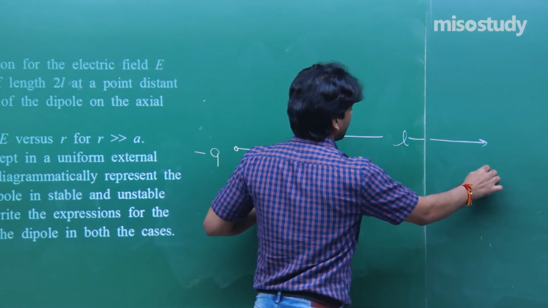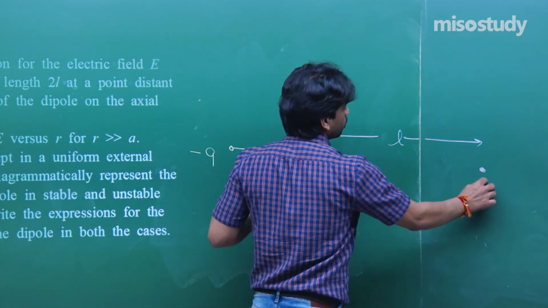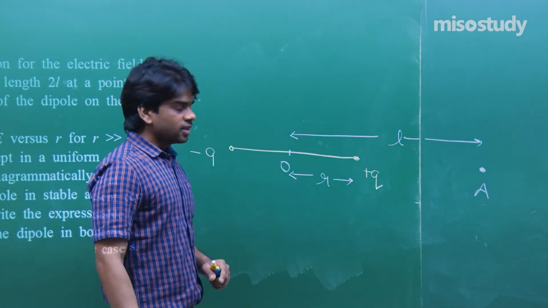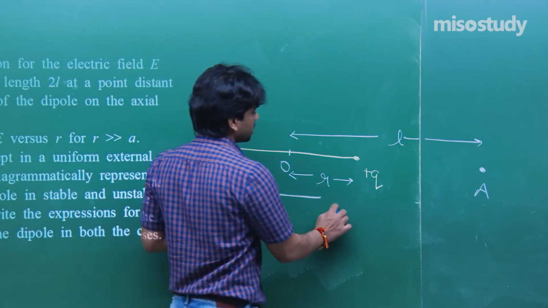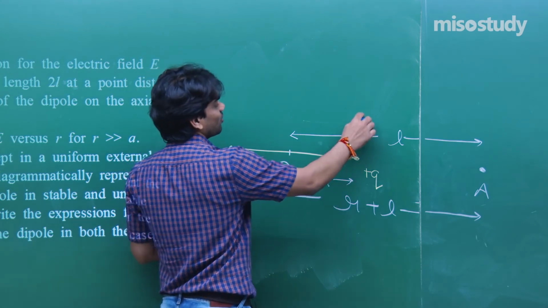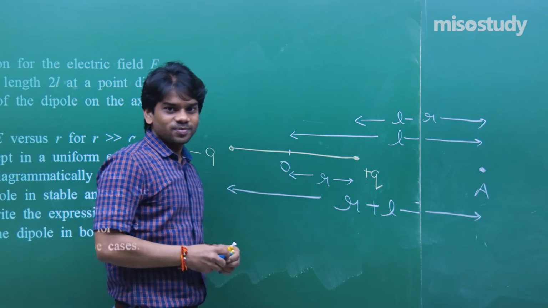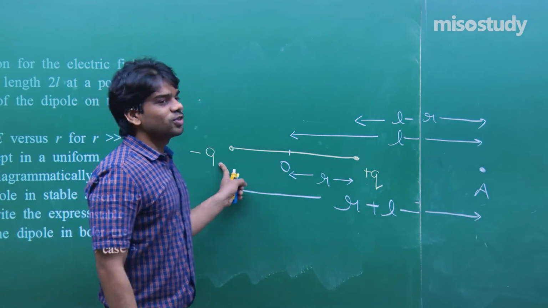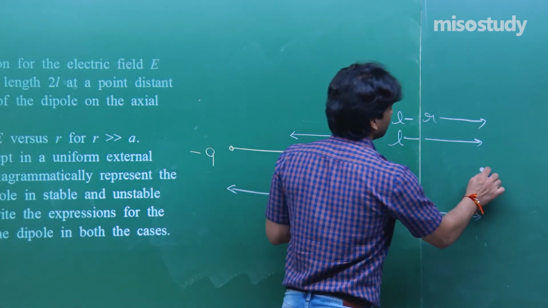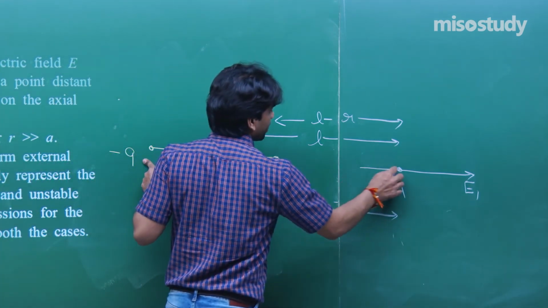Let us say we have to find the value of the field somewhere at this point A due to this dipole, at a distance r from the center of the dipole. Minus q charge here, plus q charge here. The distance will be r plus L from the minus q charge, and from the other part it will be r minus L. You can just check it. Find the electric field due to this charge, find the electric field due to this charge, and add them. Due to this charge, the field will be directed towards this, which I am mentioning as E1. Due to this charge, it will be directed along this sense.